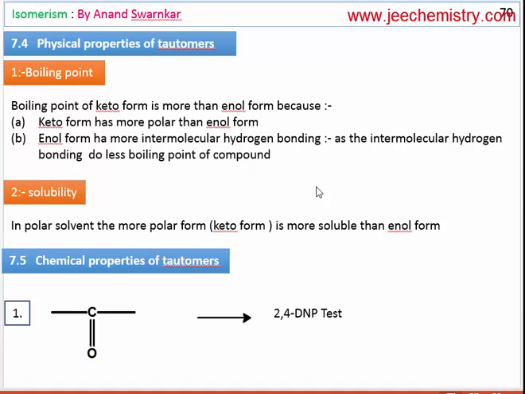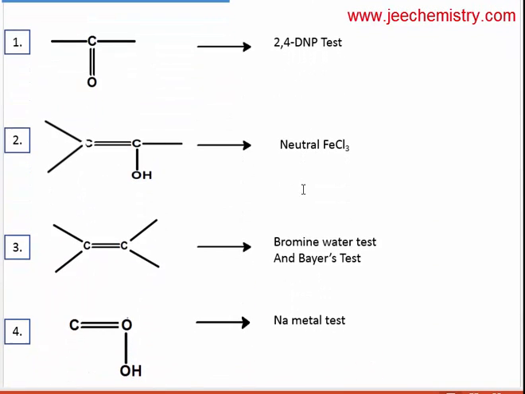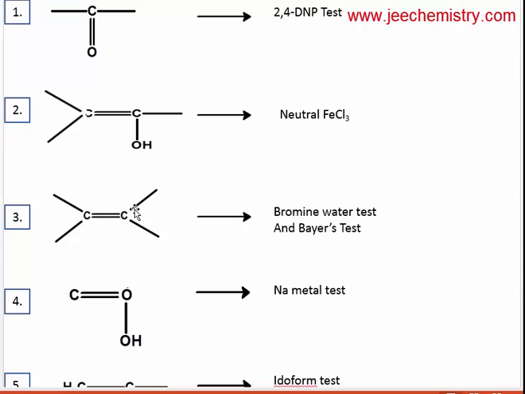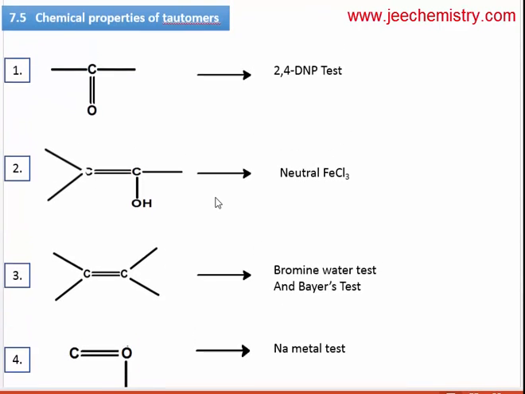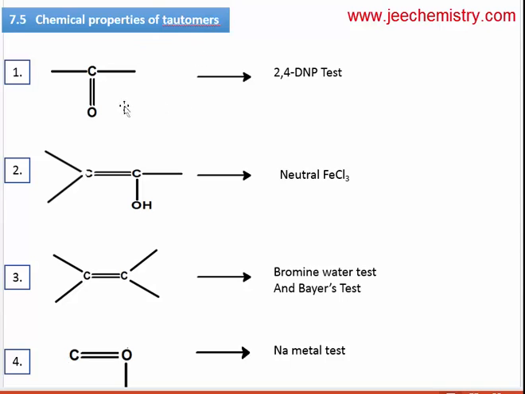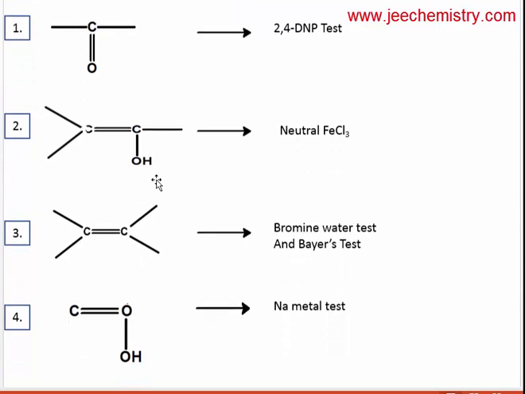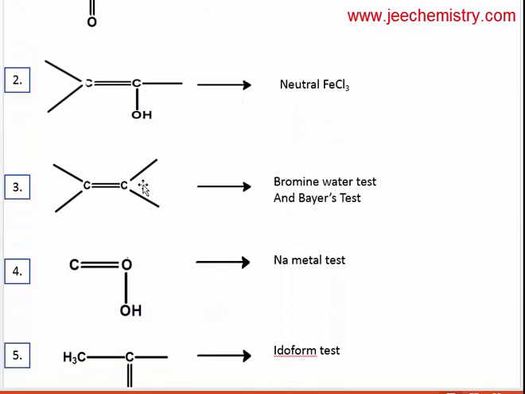Now we will learn about the chemical properties. These are the compounds that give the 2,4-DNP test; this ketone can give these compounds. These are theoretical things we need to remember: which type of compounds give which type of test. I will teach the chemical properties in detail later, but here, in tautomerism, we are learning which compounds can give which type of test.